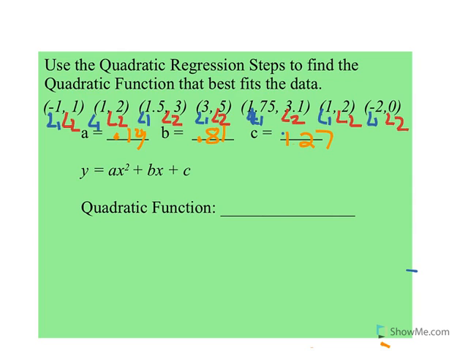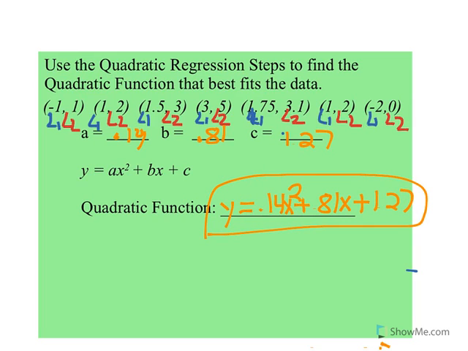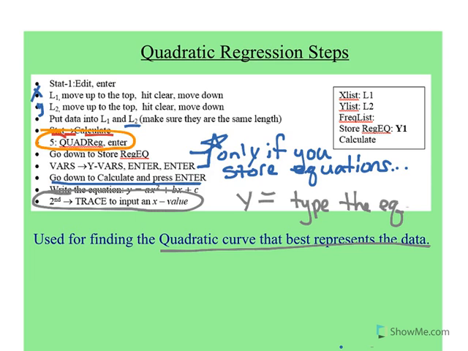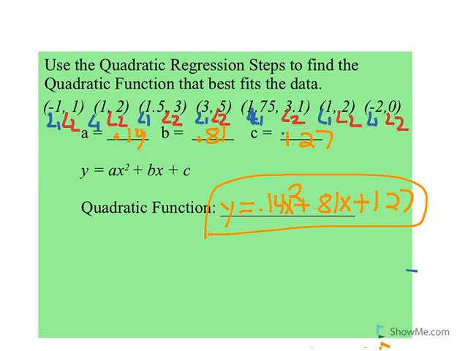So once I get those 3 numbers from my calculator, I can write my equation. Y equals 0.14x squared plus 0.81x plus 1.27. That is the regression equation that represents those points that we just put in. So make sure that you're okay using your calculator, following these steps, and then being able to do your enter, enter, enter, and get the equation.